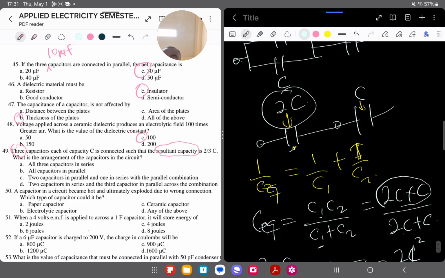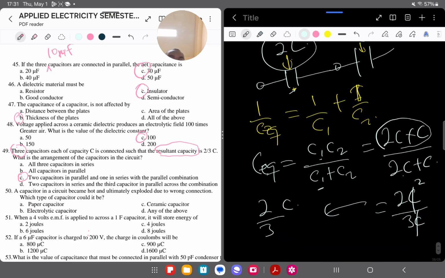So we look at the possible answers. You see that in the first part, all three capacitors are in series. We did that, it was wrong. B, all capacitors in parallel, we did that, it was wrong. Then C, two capacitors in parallel and one in series with the parallel connection, which is C. So the answer here is C, right? So we don't have to look at D, which is two capacitors in series and the third capacitor in parallel across the combination.